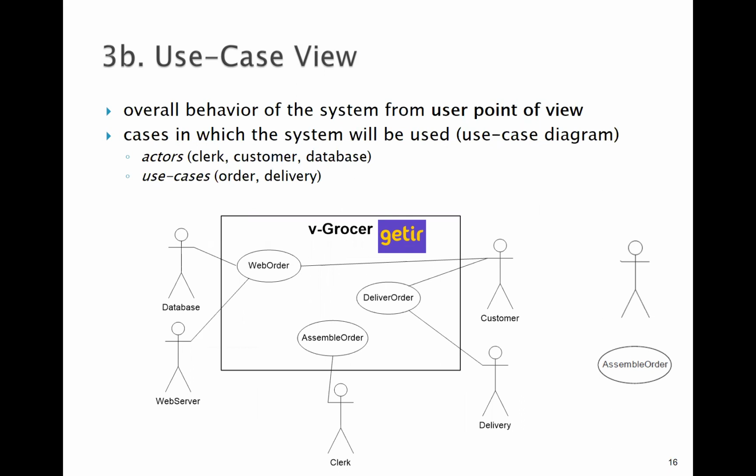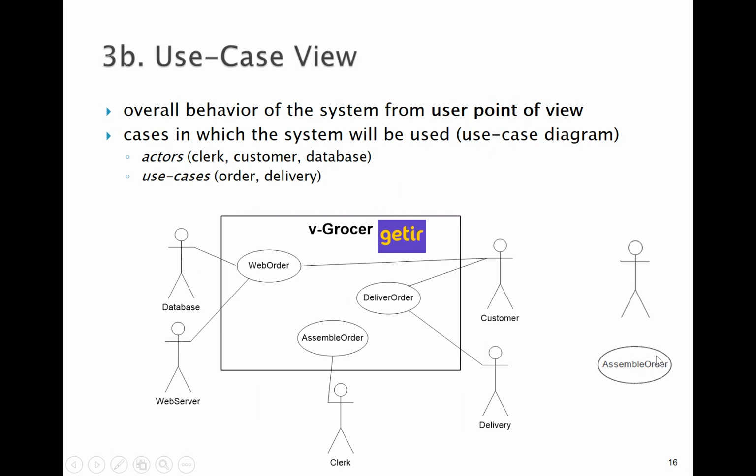The next UML view is use case view. It shows the behavior of the system from user point of view. It's characterized by use case diagram, and here you can see use case diagram for the grocery getter. Here we have actors and use cases. Actors are simply clerk, customer, database, which are shown by some stick figure people, as you can see, stick figure people.